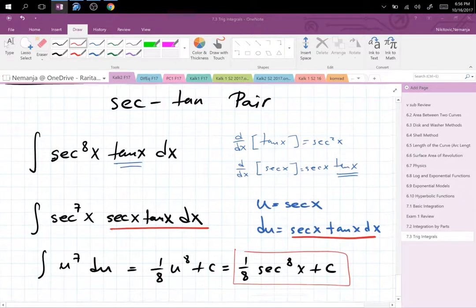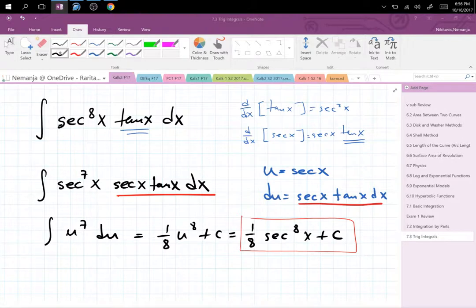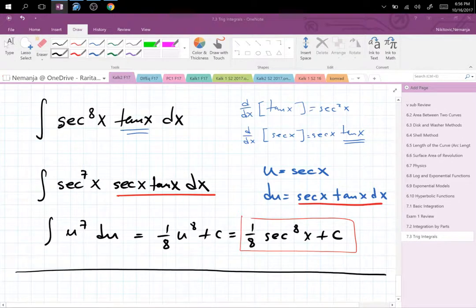It looked crazy to begin with, right? But it all worked out nicely because of this single tangent, and I was able to steal one. Don't say borrow, because borrowing implies you will return it. I never returned that secant. I just took it, right?